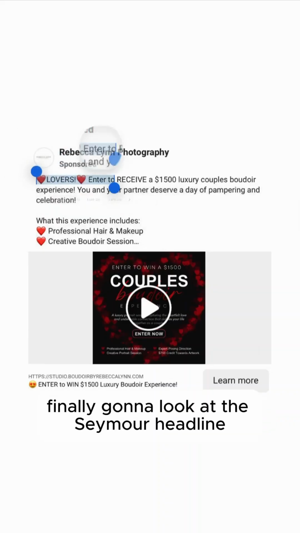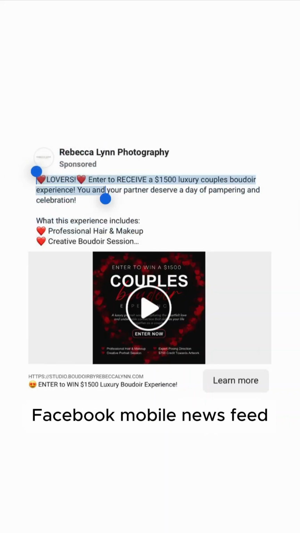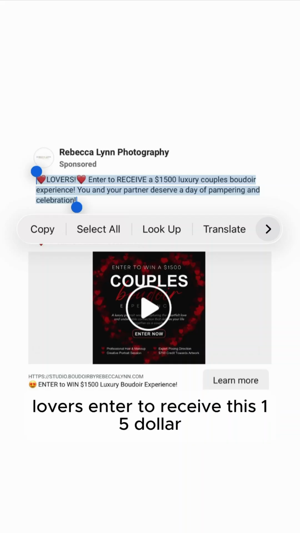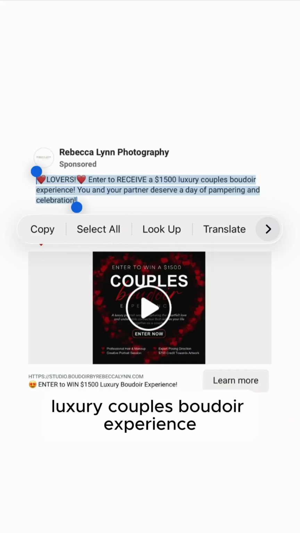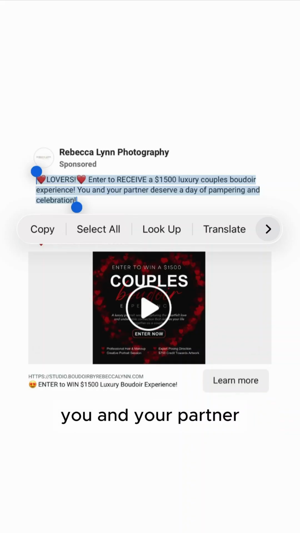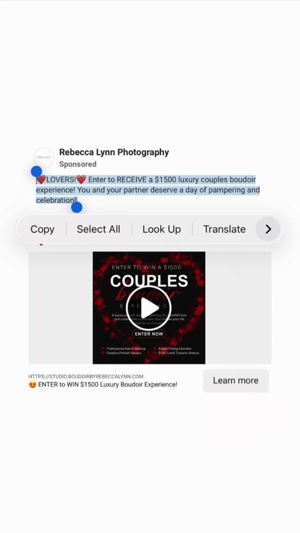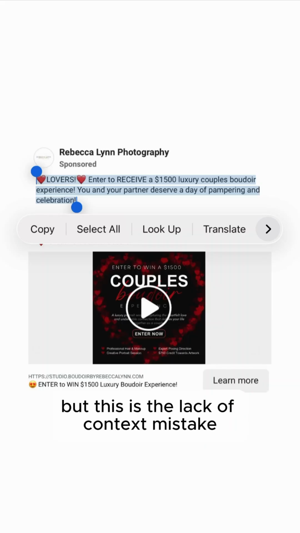Finally, we're going to look at the see more headline. First 2 3/4 lines, Facebook mobile news feed. This is all that people will see above the ad. They won't see any other text. Lovers, receive this $1,500 luxury couples boudoir experience. You and your partner deserve a day of pampering and celebration. All right, so we've got a little bit of context here, but this is the lack of context mistake.